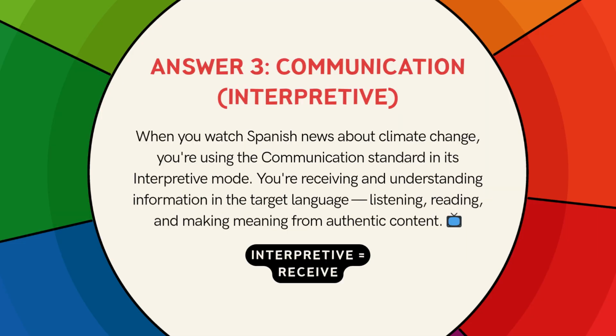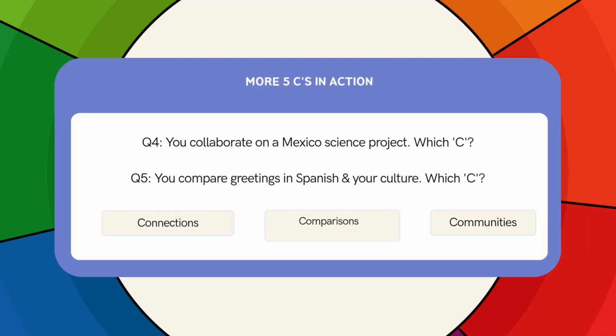When you watch Spanish news about climate change, you're using the communication standard in interpretive mode. You're receiving and understanding information in the target language, Spanish, listening, reading, and making meaning from authentic content.